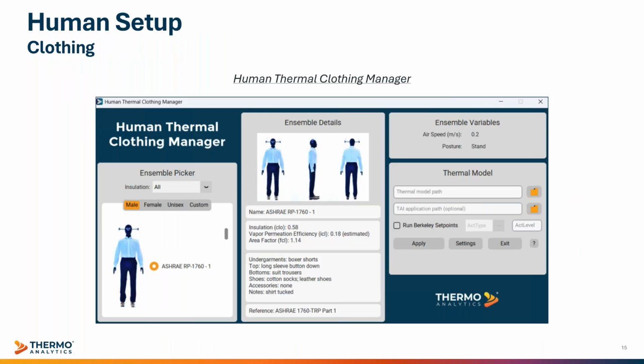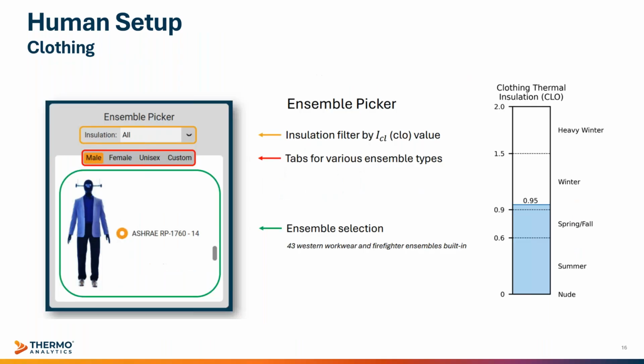Our engineering team recently developed this Human Thermal Clothing Manager tool, which allows you to select from an assortment of ASHRAE ensembles and automatically import those into the model. This tool is specifically beneficial for cabin modeling because you can select your ensemble based on whole body CLO. If you're unfamiliar, CLO is the standard clothing measurement to define the insulation of an ensemble. 0 CLO is a person fully nude, 1 CLO is like a business suit, and anything above 1 CLO is high insulation like winter gear.